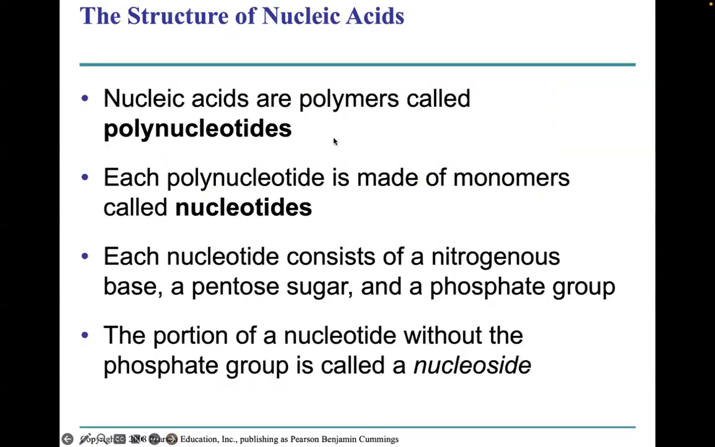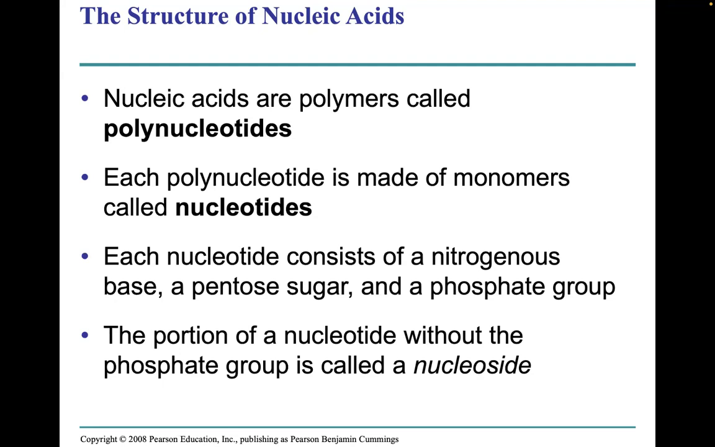So nucleic acids are polymers called polynucleotides, because a nucleic acid is actually a combination of nucleotides. Each polynucleotide is made up of monomers of nucleotides. So a nucleic acid is made up of a group of nucleotides. This is something unique we have to understand: polynucleotide is synonymous with nucleic acid.